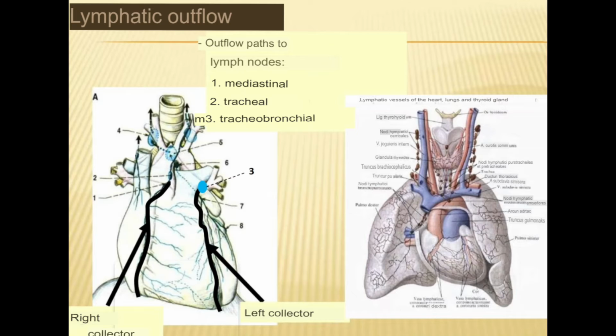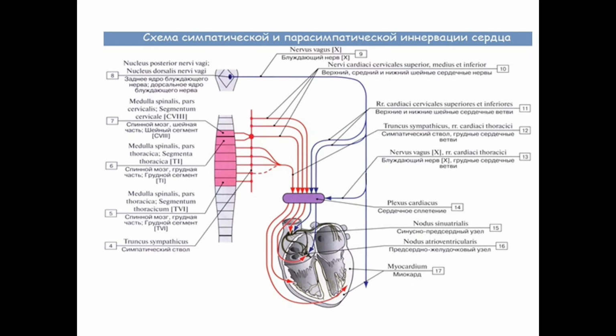The right lymphatic vessel of the heart is formed from the lymphatic vessels of the anterior and posterior surfaces of the right ventricle. It is directed from right to left along the anterior semicircle of the pulmonary trunk and flows into one of the anterior mediastinal lymph nodes located near the arterial ligament.